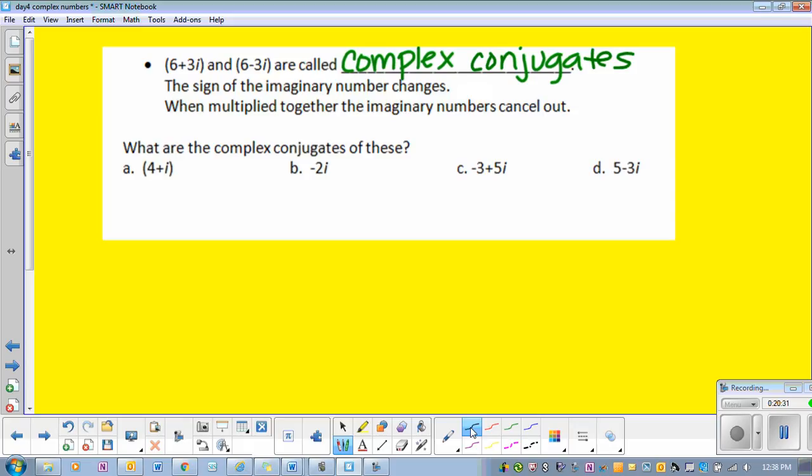What are the complex conjugates of A? 4 minus i. Yeah, 4 minus i. How about for B? 2i. Yeah, 2i. Because it's a negative 2i here, so positive 2i, right? What about C? Negative 3 minus 5i. Negative 3 minus 5i. Remember, you don't change the sign of the real number. You only change the sign of the imaginary. Okay? And what about the last one? Yeah, 5 plus 3i. Good.